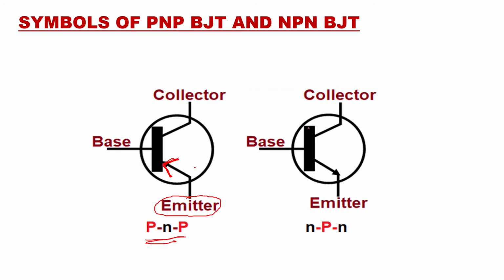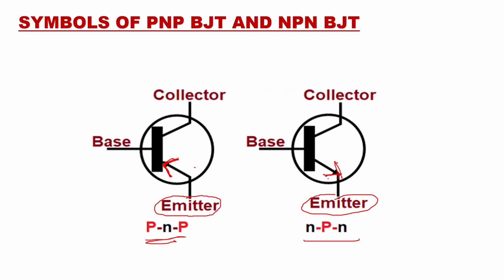Similarly, if you have NPN, as I've shown here, this is NPN symbol. In NPN, you can see at the emitter, you have to concentrate at emitter only. The arrow is shown outside. This is the main difference which will tell you which symbol is for PNP and which symbol is for NPN. So if the arrow of the conventional current is going inside towards the base, then it is PNP transistor. If it is going outside at the emitter, then it is NPN transistor.